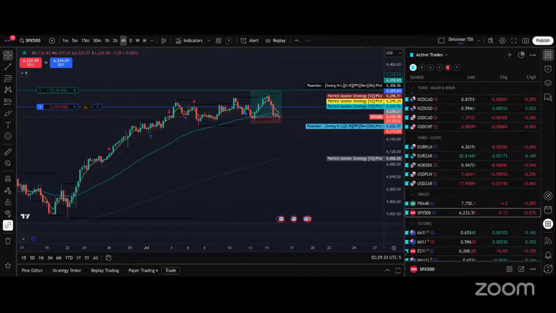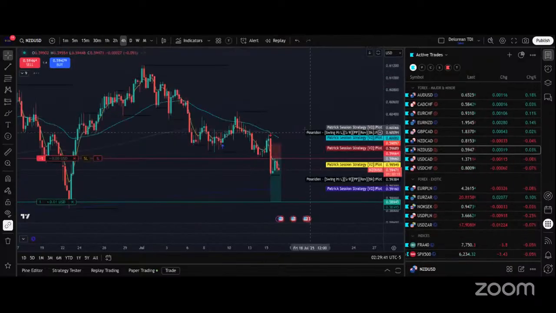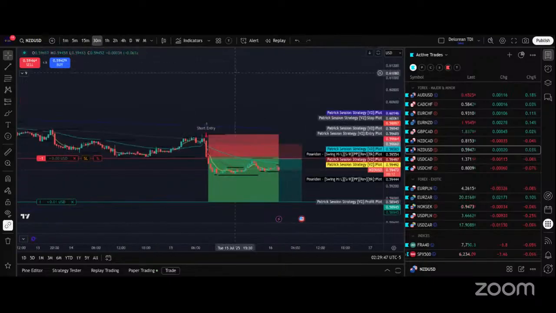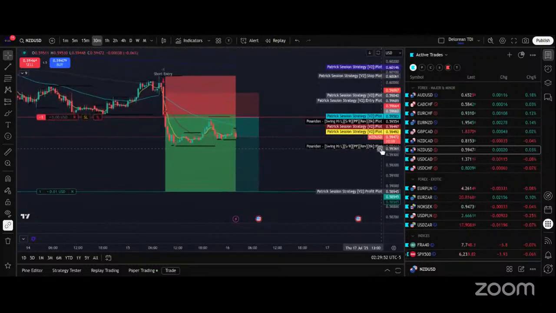What's this? Looks like NZD USD is now our top Forex trade. There's a sell that we called yesterday on a 30-minute confirmation. We're still in it. All right, about to be 2:30. Let's see what we get.